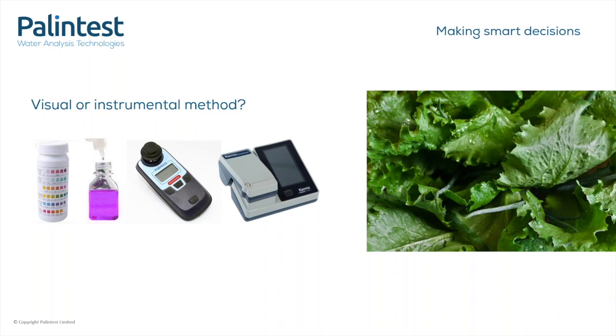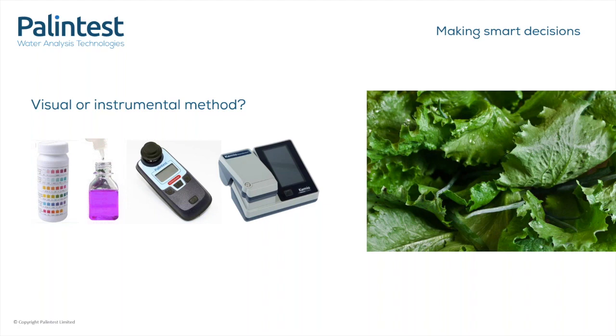So again, the first thing we need to think about is what method to use. Now, the biggest no-no for food processing lines is glassware. If a tube were to break and get into the line, the whole batch of product would have to be binned. So we want to stay away from glassware, so we could use a photometer with plastic tubes, a simple visual method like a test strip or drop count kit, or we could use a sensor method.